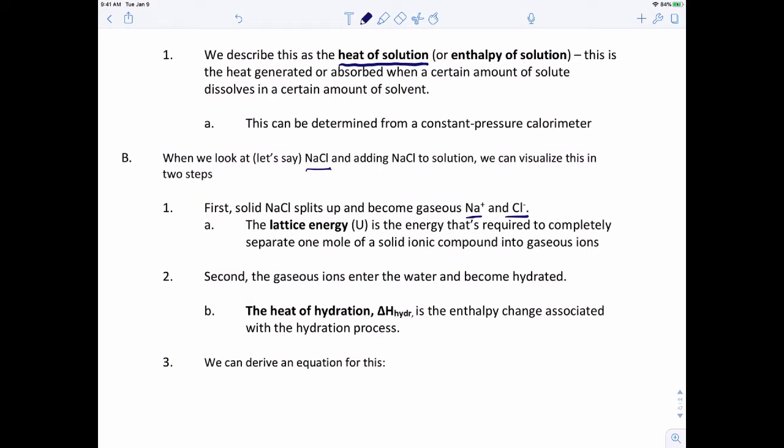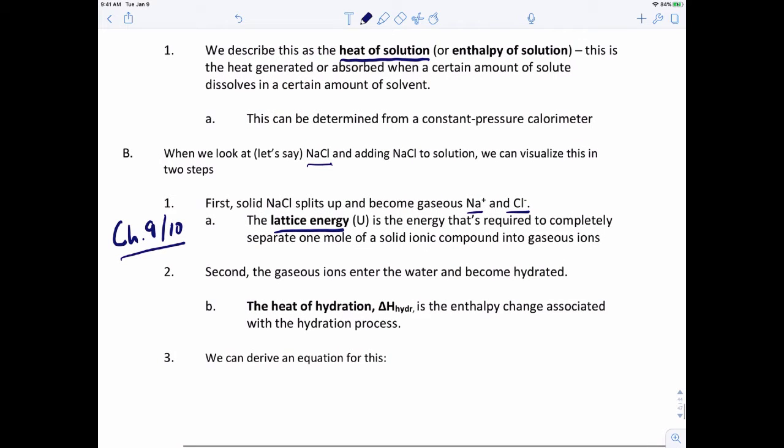This process where we take a solid crystal and make it become gaseous ions is called lattice energy. This is the energy required to completely separate 1 mole of a solid ionic compound into gaseous ions. This is something we're going to talk quite a bit more about in chapter 9 and chapter 10, when we look at ionic bond formation.